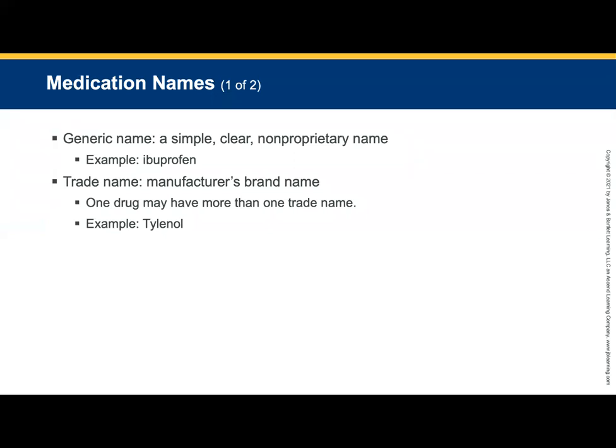All right, let's talk about medication names. We have a generic name, which is a simple, clear, non-proprietary name like ibuprofen. The trade name is the one you may know more, like Tylenol. They have chemical names, trade names, and generic names. Yes, the generic is 99% of the time cheaper, and that's what we go for because some insurances don't pay for name brands. Some insurances don't like to pay for anything, but you gotta have it.